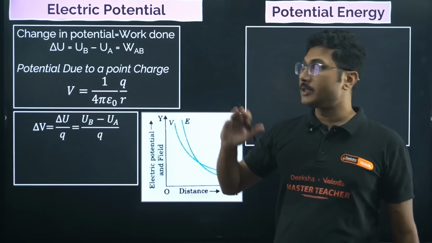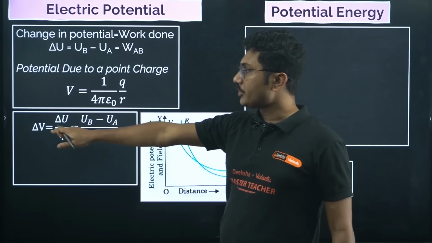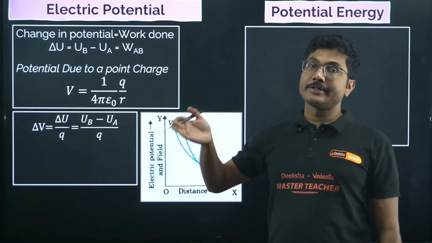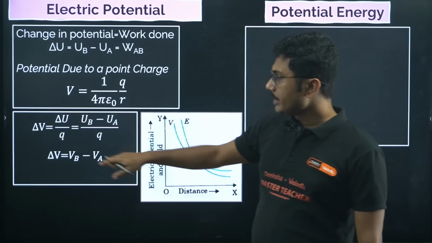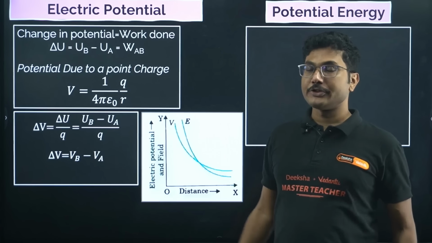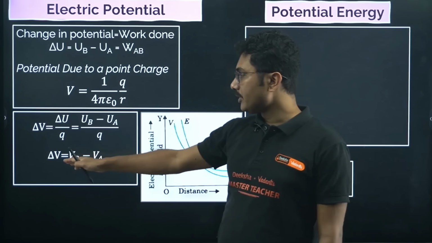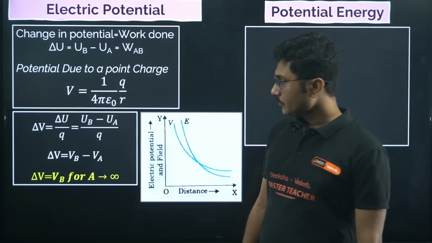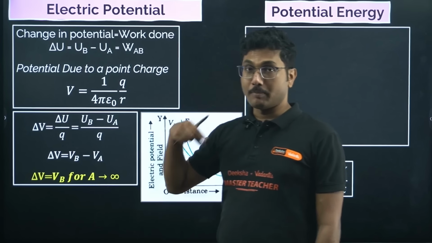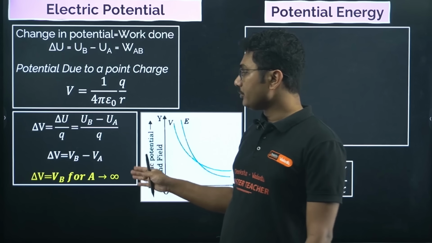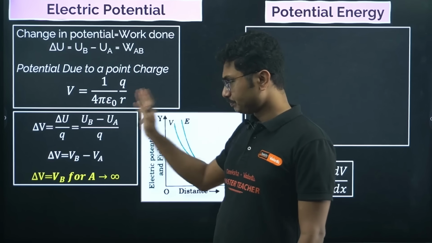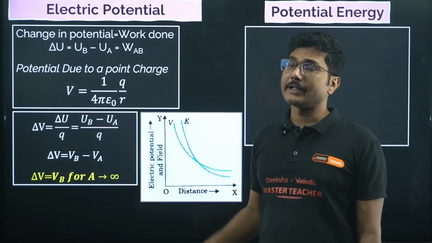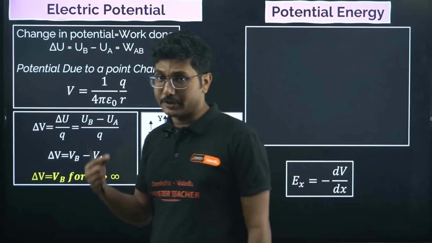Okay, potential energy and potential are different. Potential is basically potential energy divided by charge. The difference in potential between two points is given by VB minus VA. Also, for the potential at a point, if you start at infinity, then when you reach the point, that gives you the potential of that point.